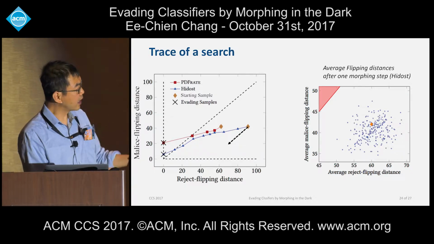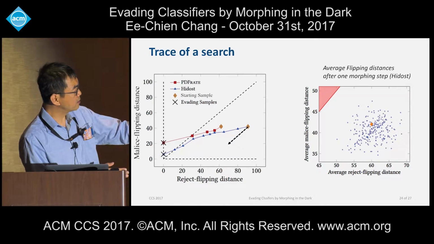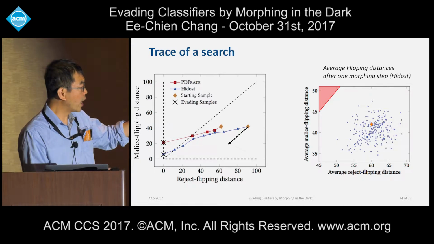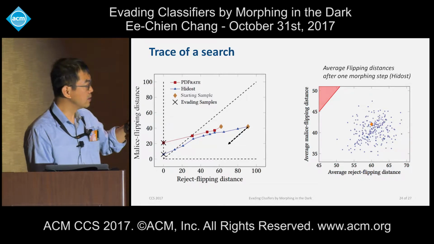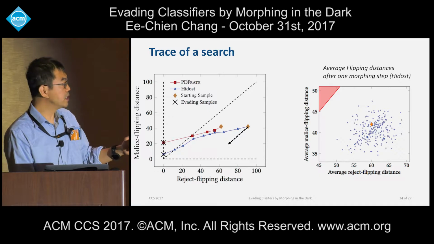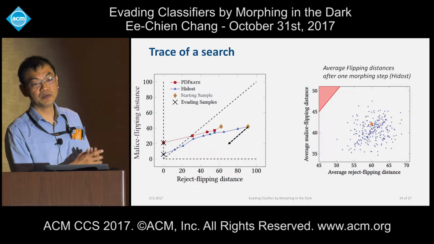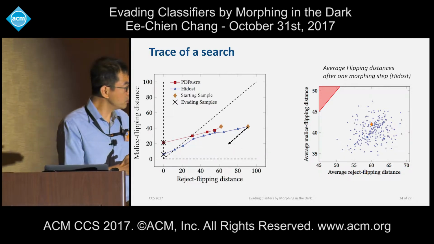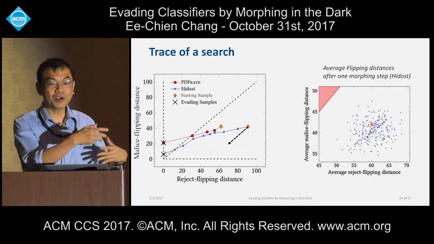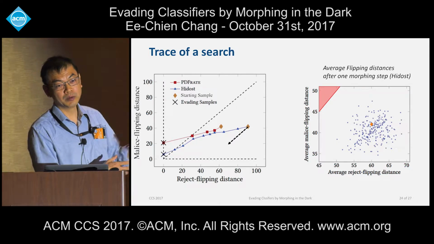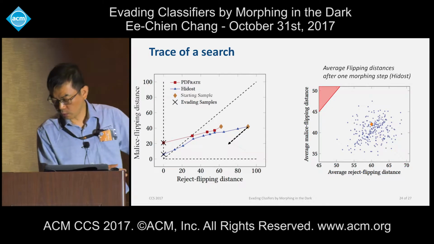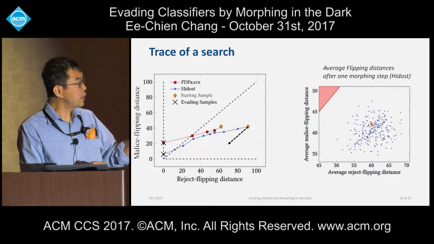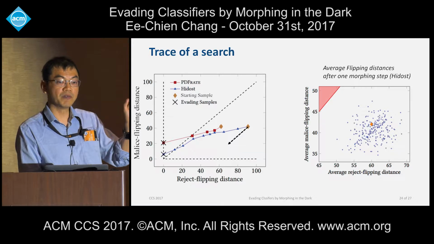The diagonal line is interesting. The upper left triangle is the region where the merely flipping distance is larger than the reject flipping distance. That means samples in this area are very easy to evade. So an interesting question is, if I don't use the searching algorithm and just do a random walk, what will it look like? For that, we look at the right side of the graph. This right side of the graph gives the average flipping distance after one single morphing step.